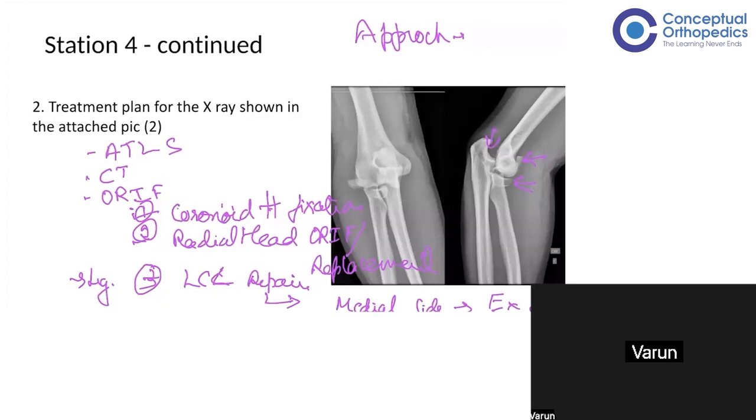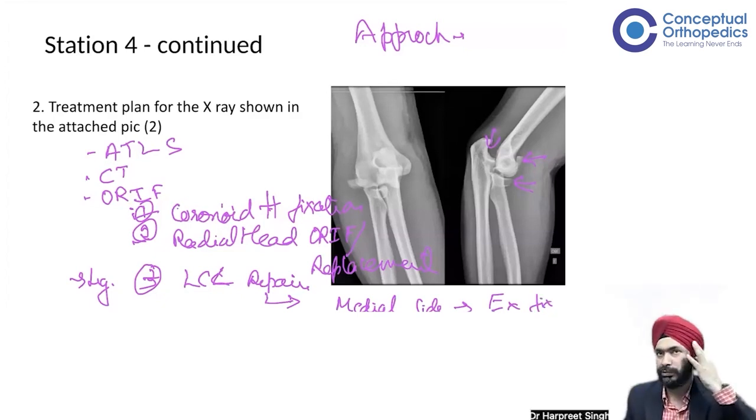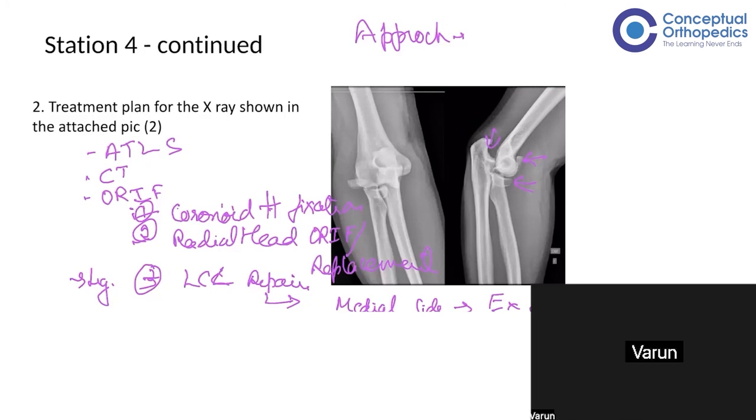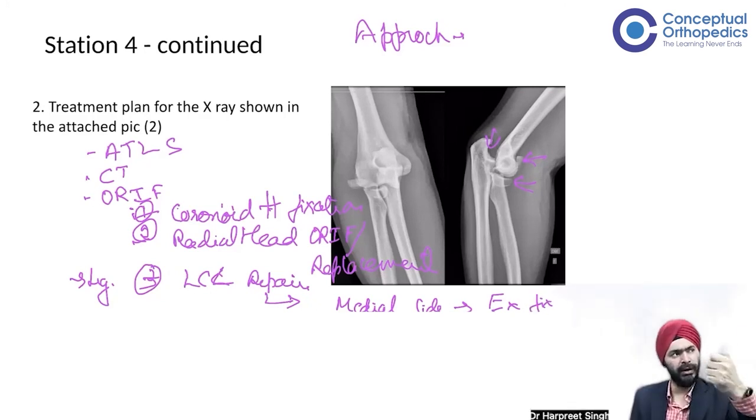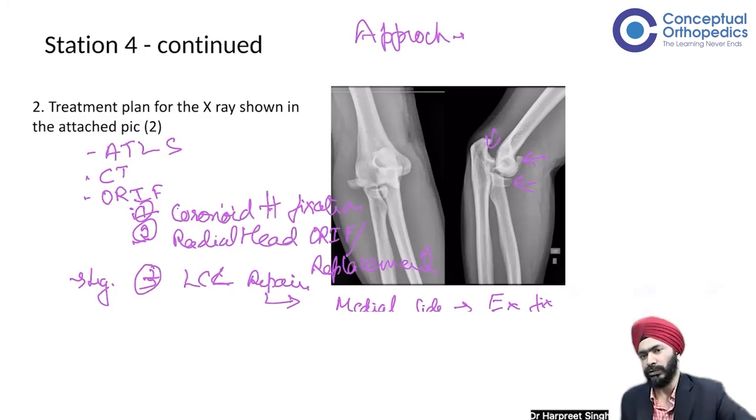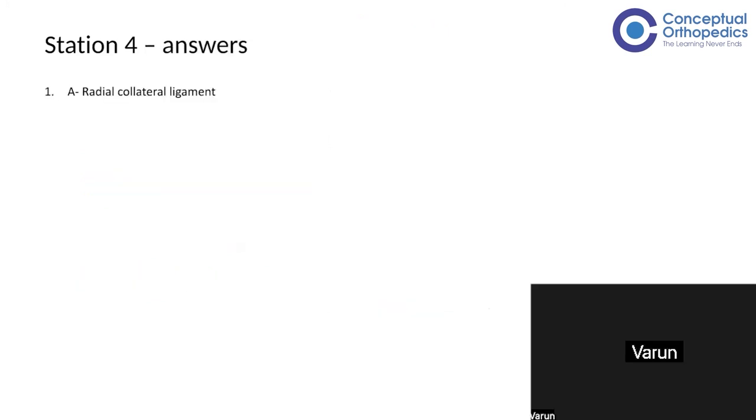So for the approach, you have to write lateral approach or lateral plus medial approach. You have to mention which approaches. For the lateral, you can use Kocher's, and for the medial, which approach would you use? Hotchkiss. Hotchkiss you can use, but easier is to use an FCU split approach. That is very easy. You just look at the nerves, go between the two heads, and your coronoid is right there.